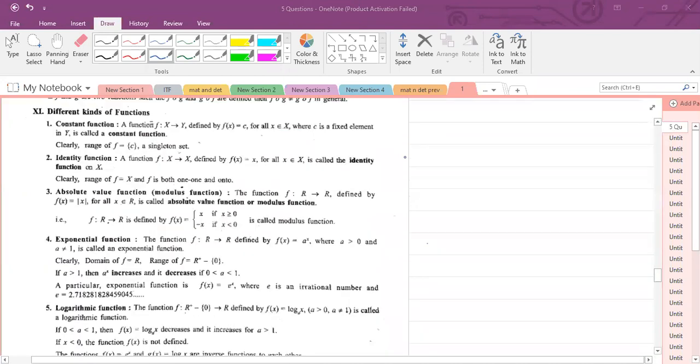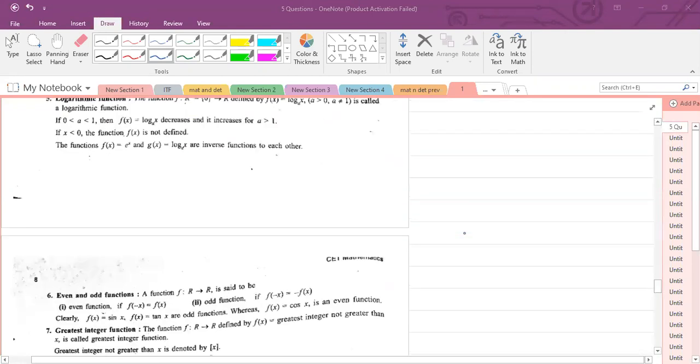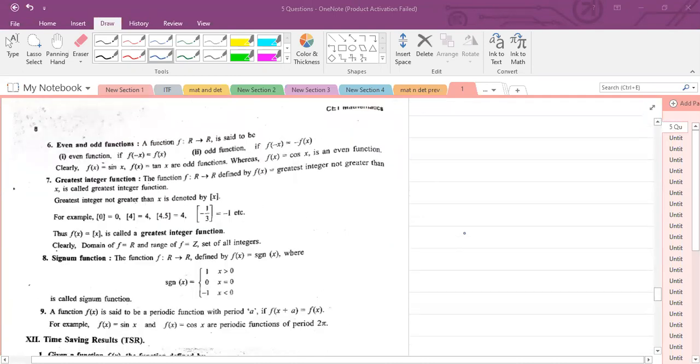Different kinds of functions: constant, identity, absolute value, exponential function, logarithmic function, and even and odd functions. We studied even and odd functions in integration, but still you go through this. If f of minus x is equal to f of x, then it is an even function. If f of minus x is equal to minus f of x, then it is an odd function. Sin x and tan x are odd functions. Cos x and x square are even functions. Then greatest integer function, then signum function.